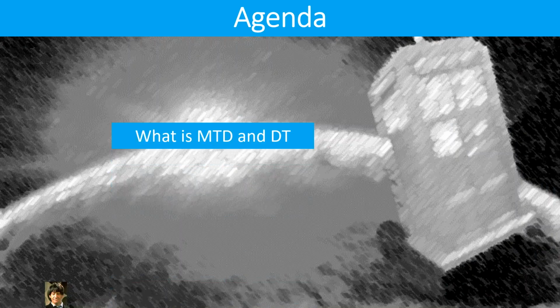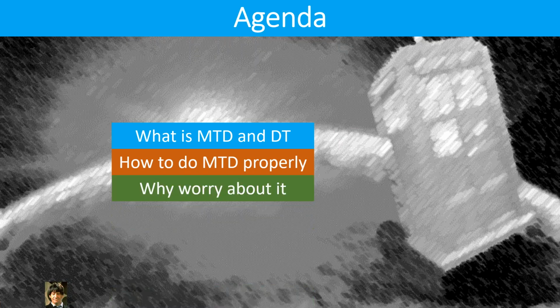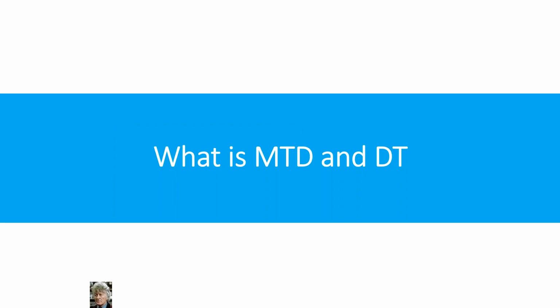So this morning, I'm going to speak about what is making text digital and what is the digital transformation. Then I'm going to speak about how to do making text digital properly, which is probably what you're very interested in. And then we're going to ask the question why you should worry about the digital transformation and making text digital. So, first topic, what is making text digital and what is the digital transformation?